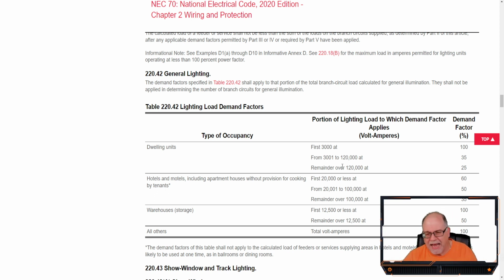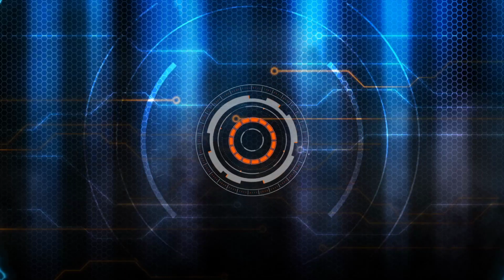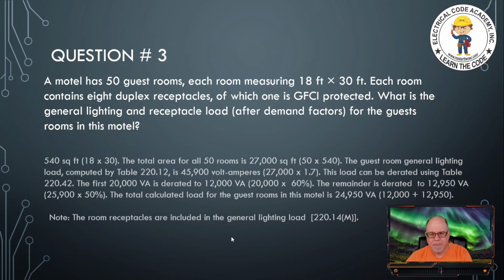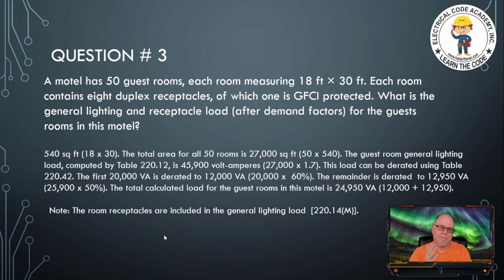Let's go back and actually do that now that we know how it works. So we'll go back to our question and apply these. Here's what we got. We knew it was 540 square feet because we did 18 by 30. We knew there were 50 rooms, so that was 27,000. We went to 220.12 and got our value of 1.7. So that was 27,000 times 1.7, and that's where we got 45,900 VA.